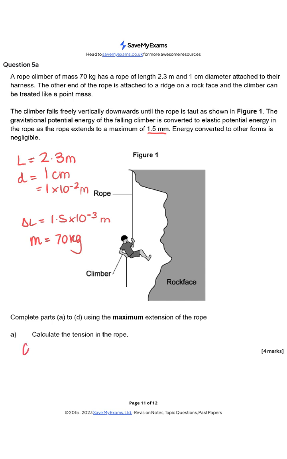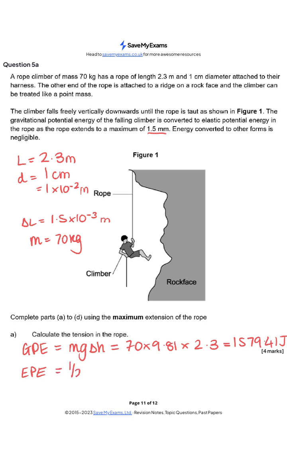We'll start by working out his change in gravitational potential energy, mg times the change in height. His mass is 70, gravity is 9.81, and the change in height is going to be the length of the rope, 2.3, and that's before it's extended. If we times them together, we get 1579.41 joules. All of that is going to be converted into our elastic potential energy, because the question tells us.